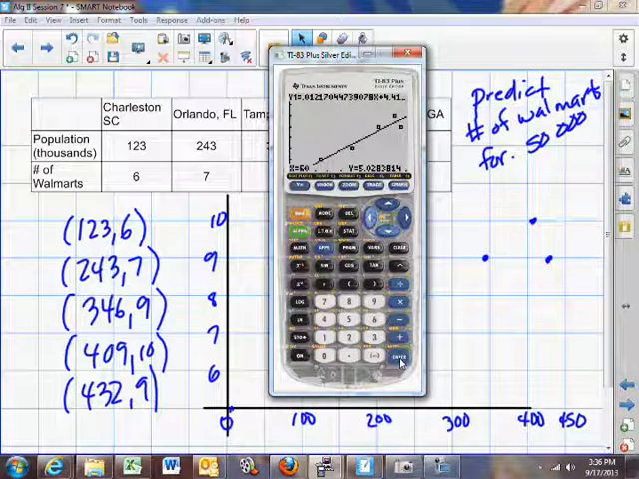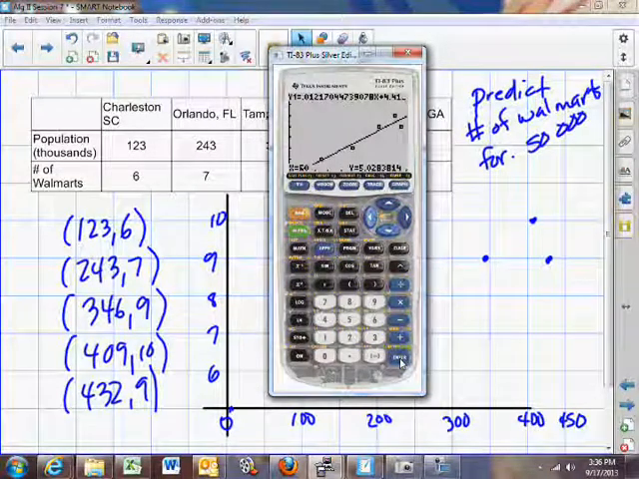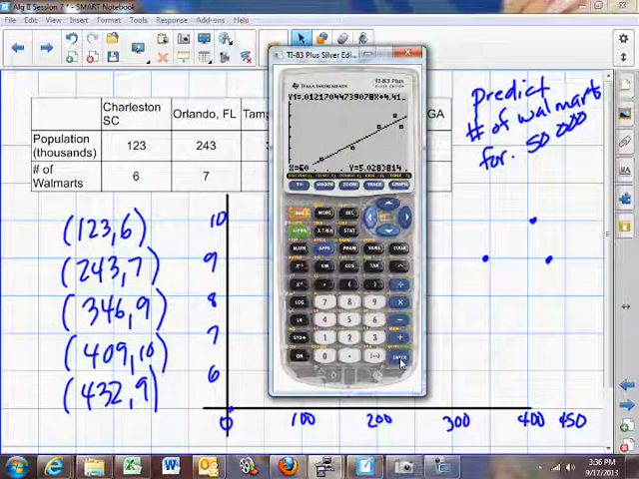Are we confident in this prediction? Well, fairly confident, because the correlation coefficient was high, close to 1, and we determined from that that we had a strong positive correlation.